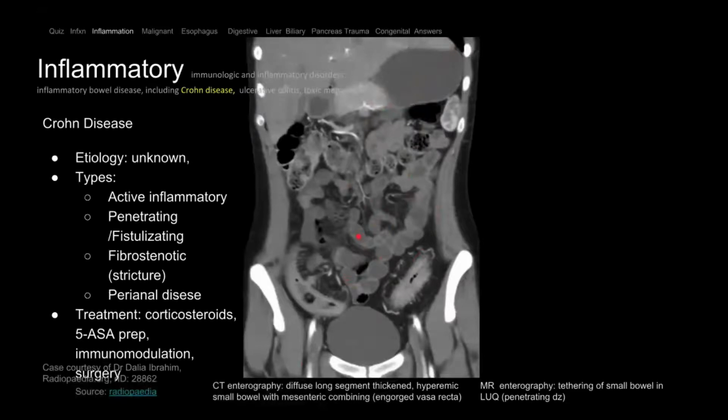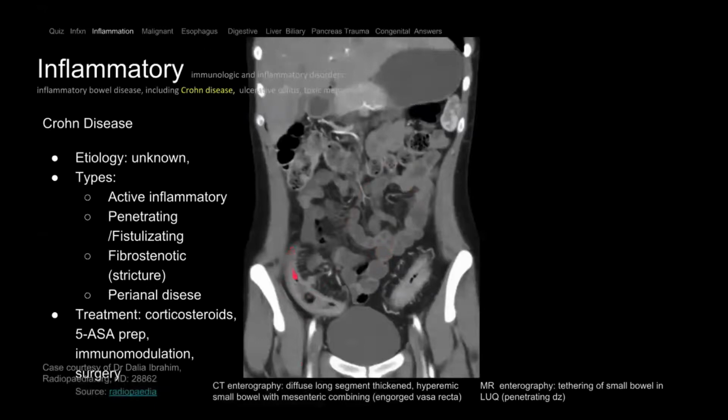The water, the fluid is low density, so we call this negative contrast because it's dark, in contrast to positive contrast, which is bright. Negative contrast allows us to see the lining, the wall of the bowel better than positive contrast.